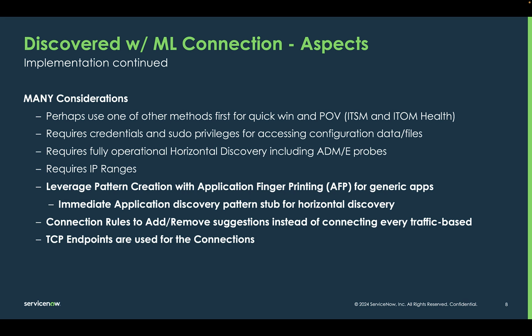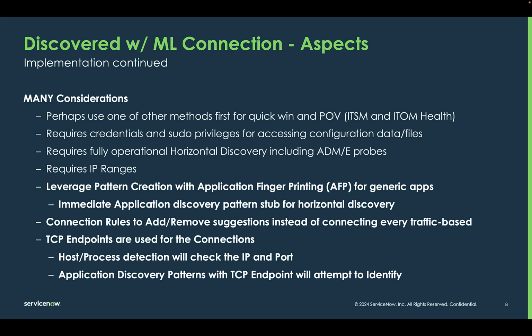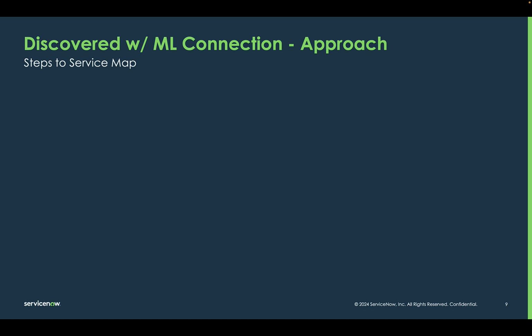Those connections that are created by connection suggestion are TCP endpoints. So only other application discovery patterns that listen to TCP endpoints will be used to identify, which implies that host and process detection will still occur on that IP port. And then, as I mentioned earlier, the TCP endpoint patterns will only respond.